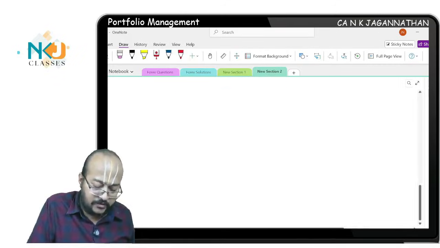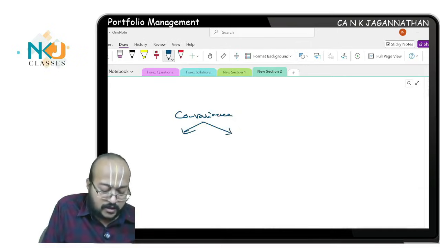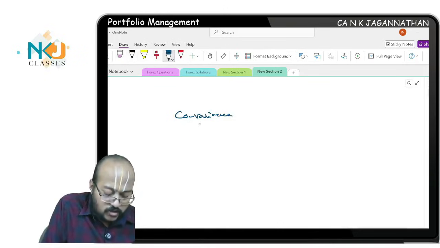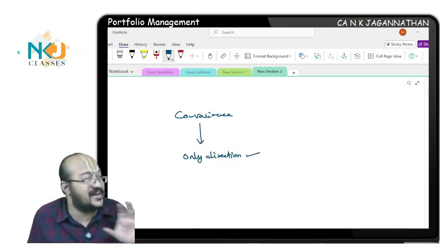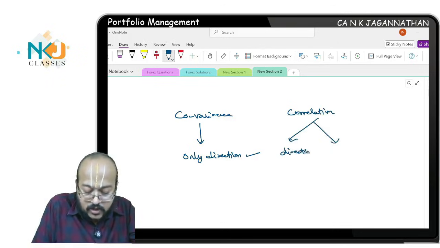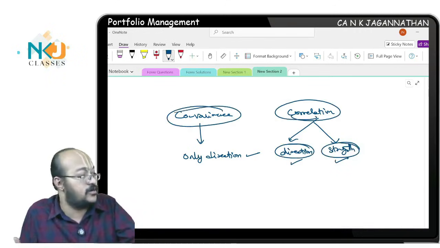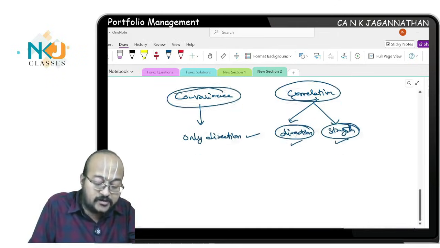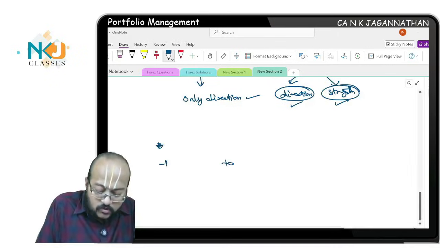So to put it simply, I can write it here. Covariance captures only the direction of the movement of this security, and correlation captures two things. One is direction, another is the strength of the co-movement. Both of these things are captured by correlation. Are you all understanding what I am trying to say? Now, this is a standardized measure for comparability. It is used from -1 to +1.